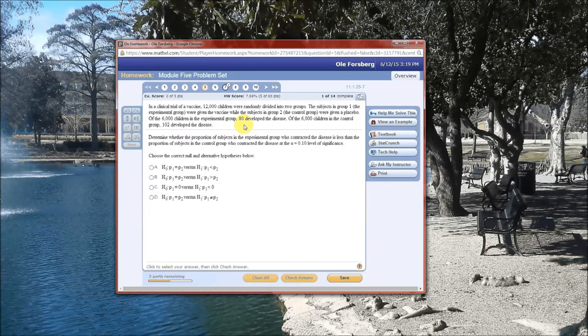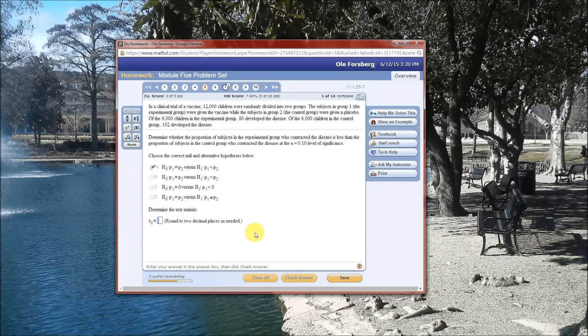Okay, so the proportion of those developing the disease in the experimental group is 80 over 6,000. The proportion of those developing the disease in the control group is 102 over 6,000. So the question really comes down to: was there a difference? Determine whether the proportion of subjects in the experimental group who contracted the disease is less, so the alternative is going to be P1 less than P2 at the 0.1 level. So this should be the correct answer.